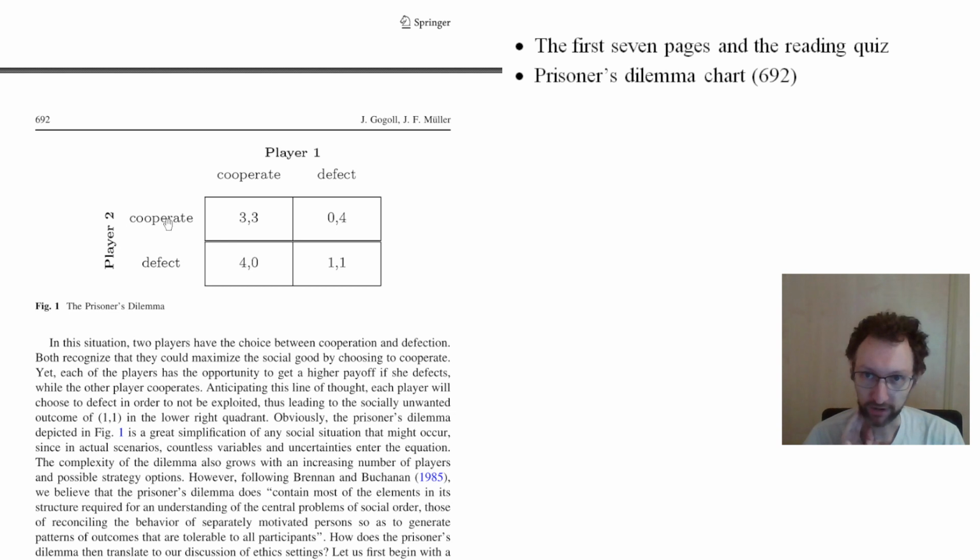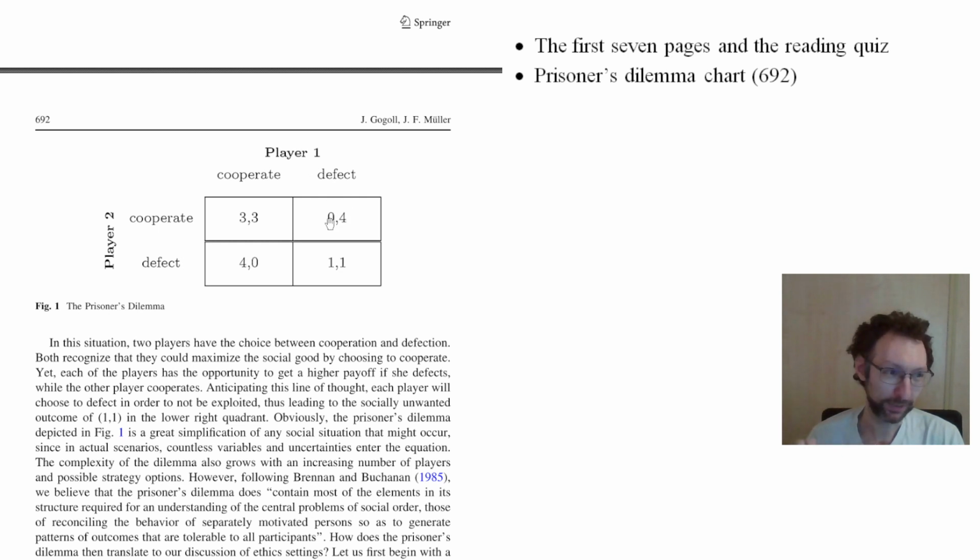If player 2 cooperates, then we're in the top row. If player 2 defects, then we're in the bottom row. If player 1 cooperates, we're in the left-hand column. If player 1 defects, we're in the right-hand column. And then inside each of the boxes, it shows you what each of the players gets. So if player 2 cooperates and player 1 cooperates, we're up in this box, and they each get 3. If player 2 cooperates and player 1 defects, then player 2 gets 0, and player 1 gets 4.